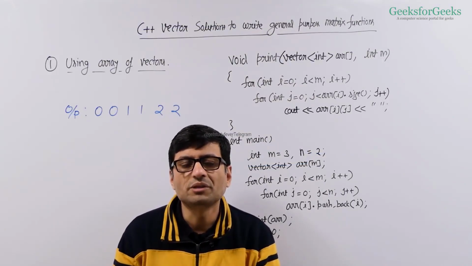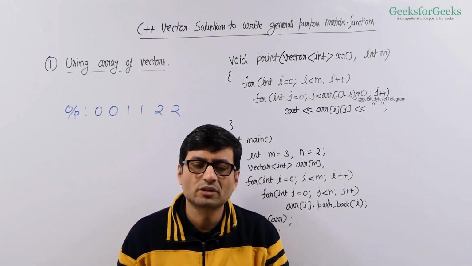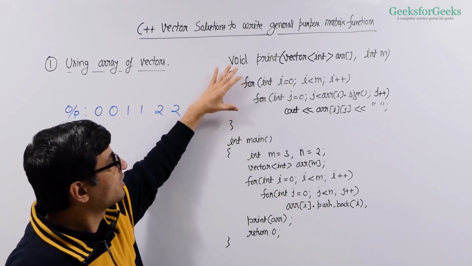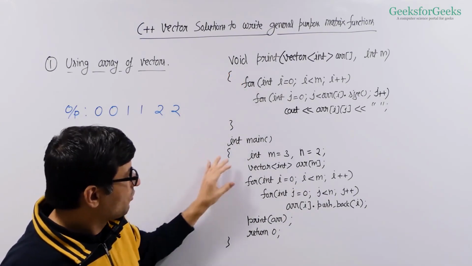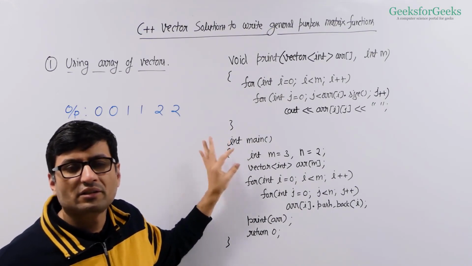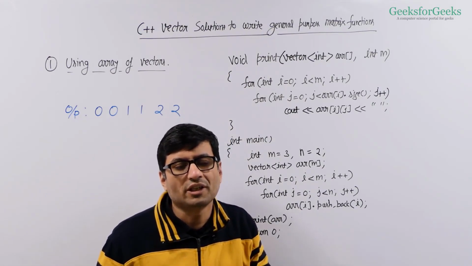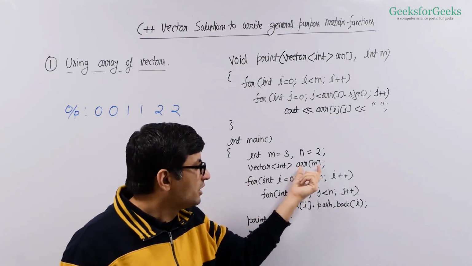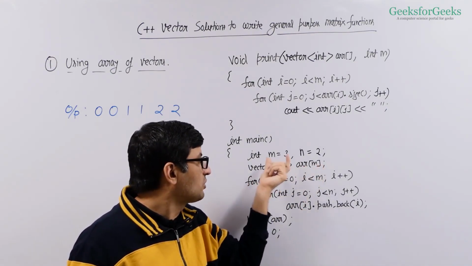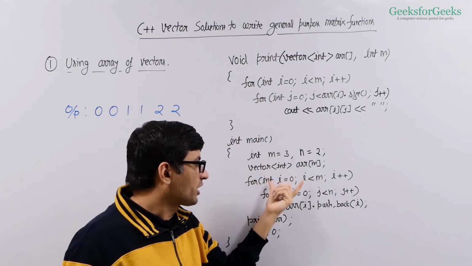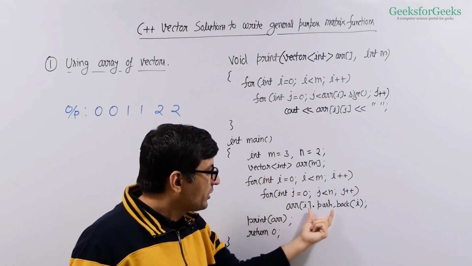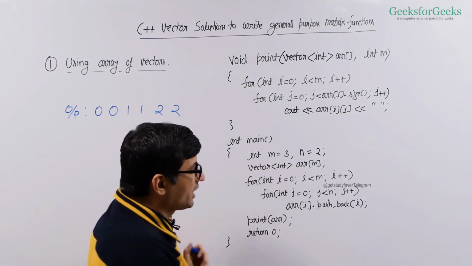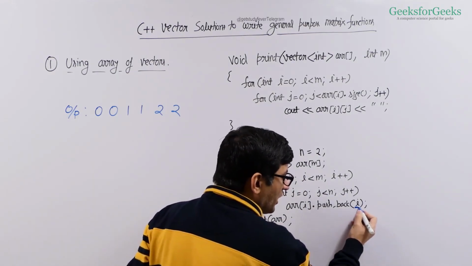Let us now see C++ vector-based solutions so that we can write general purpose matrix functions. Here is an example. We created an array of vectors. Then we are pushing elements to individual rows in this array. The number of elements in this array is equal to the number of rows. So we traverse through all the rows and then we push elements to individual rows. In this example, I have pushed i to the ith row.